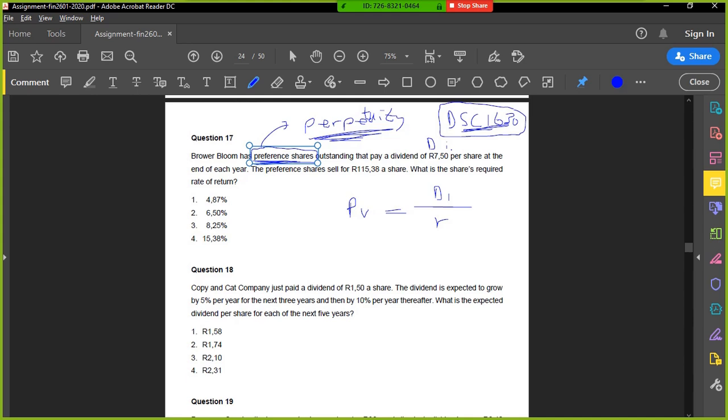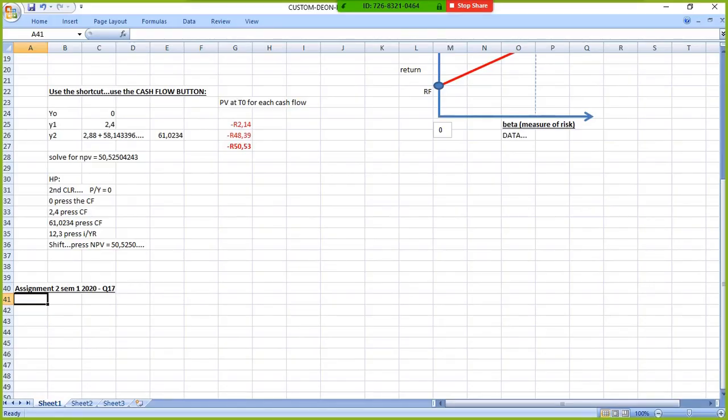Okay, what are they asking you to work out here? Well, they give you the dividends. They give you the preference share price. What is the share's required return? Solve for R. How's your maths? Can you solve for R? Yes. Okay, go for it. I'm going to type that in here.